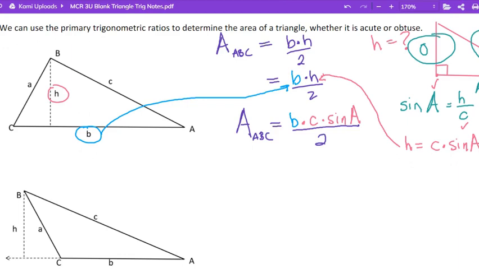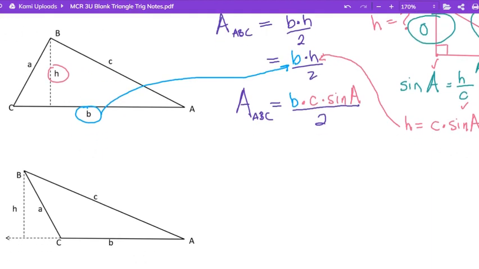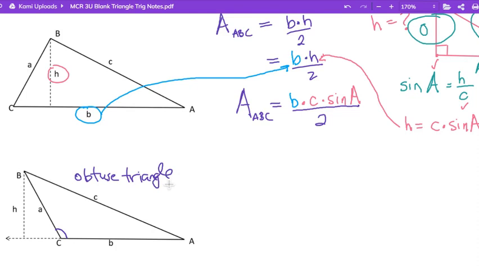Okay. Well, the question is, does it work for a triangle that is, what do we call this triangle? Anyone know? It's based on angle C. It's an obtuse triangle, right? This is obtuse, and it is obtuse because there is one obtuse angle. What is an obtuse angle? Greater than 90. Obtuse is greater than 90 degrees. So the question asks, can we do this for an obtuse triangle?